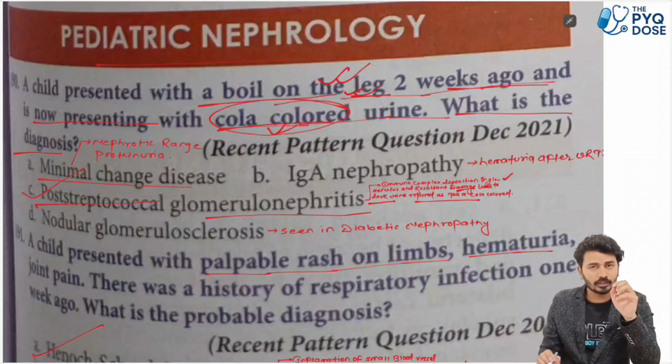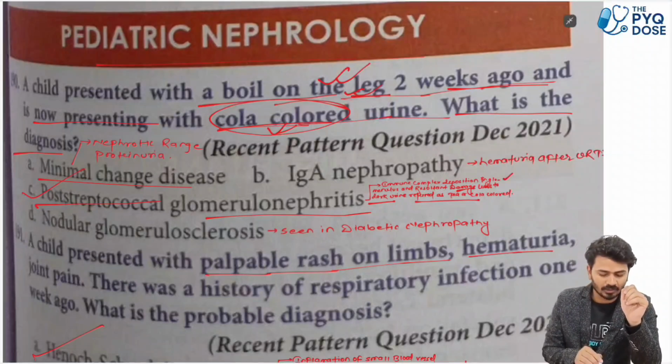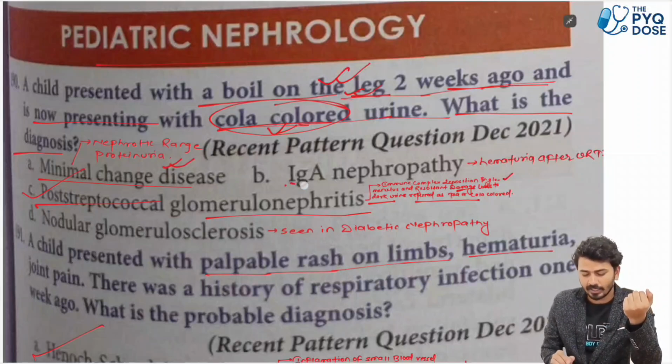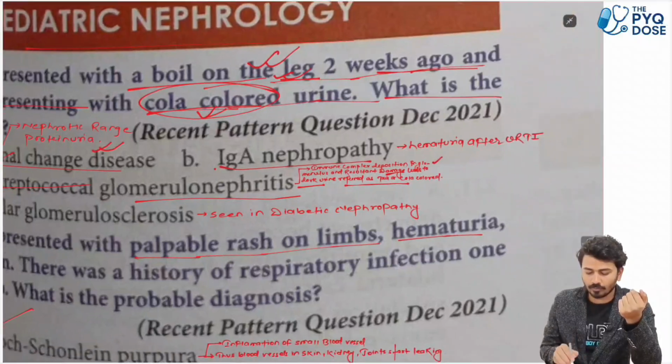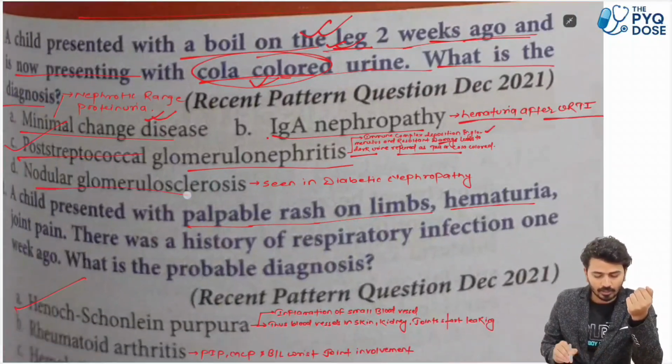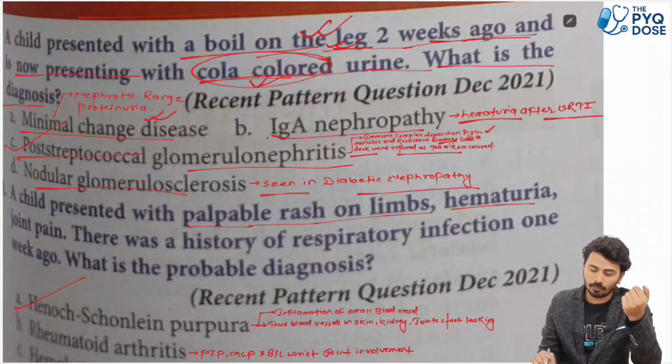In minimal change disease, the disease is itself telling you that there is minimal change, so nephrotic range proteinuria will be present and nothing will be found there. Minimal है तो कुछ ज़्यादा दिखेगा नहीं आपको. IgA nephropathy की अगर मैं बात करूँ तो there will be hematuria after upper respiratory tract infection. Next is nodular glomerulosclerosis, and it will be seen in diabetic nephropathy.